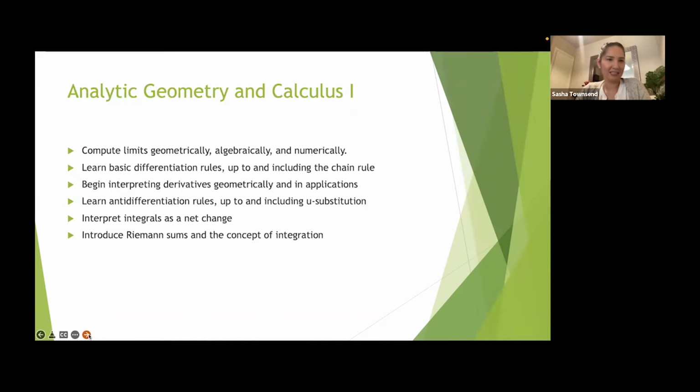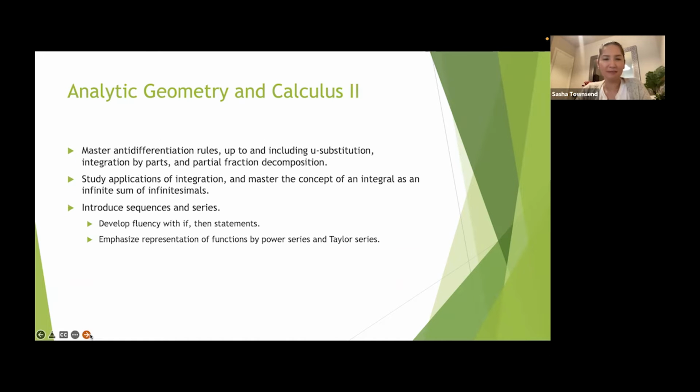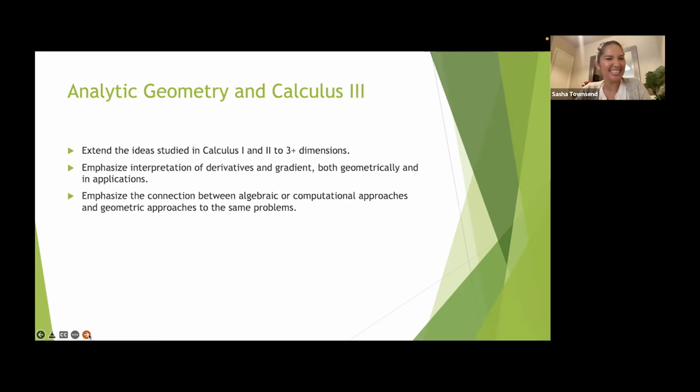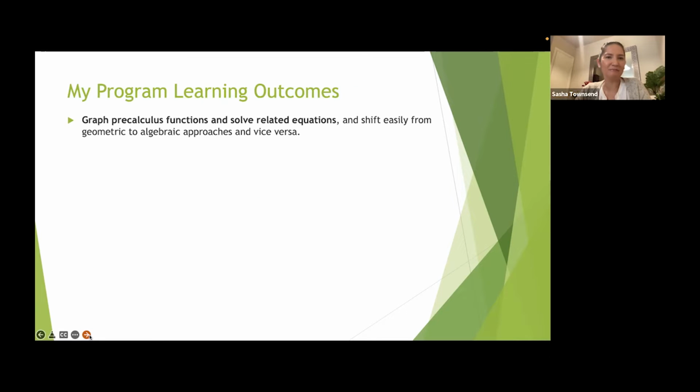And then we've got a list of learning outcomes for Calculus 1, but given my understanding of my audience now, I'm going to skip this. Okay.